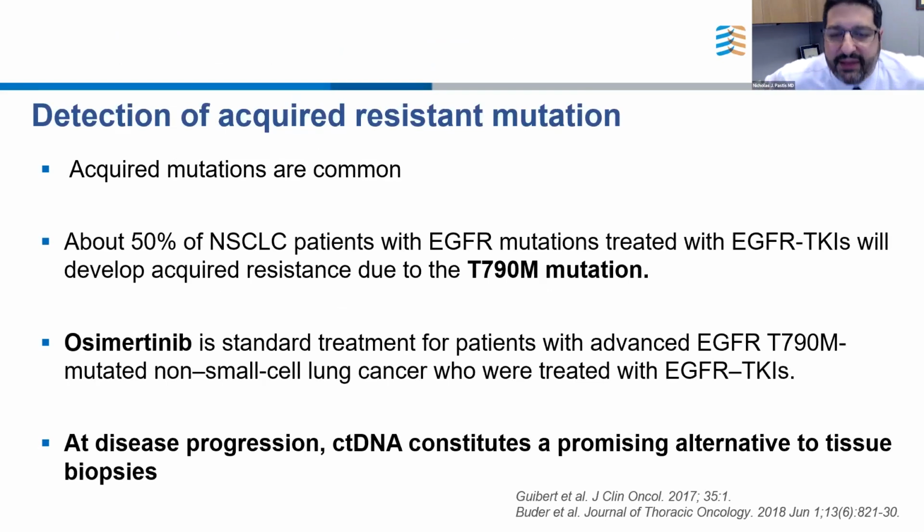This is just a little bit about the T790M mutations. It's very important: about 50% of non-small cell patients with the EGFR mutations will develop resistance with this mutation, and osimertinib is the standard of care for those patients with that mutation. So this is one area where the circulating tumor DNA can be helpful, particularly in patients that are medically unfit for further biopsies, et cetera, or from a quality of life perspective, just having a blood draw.